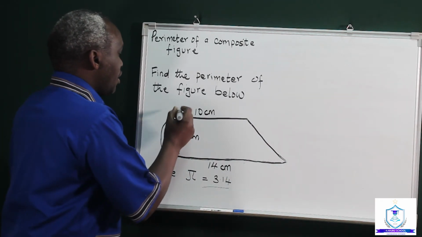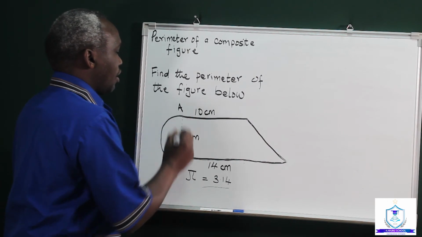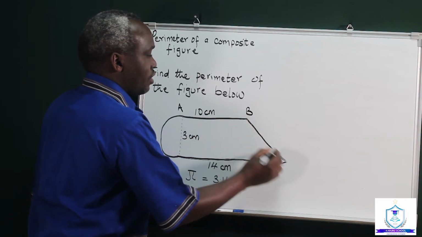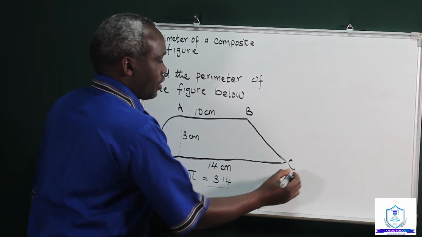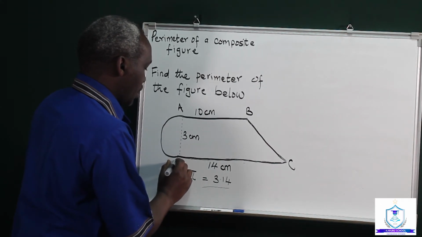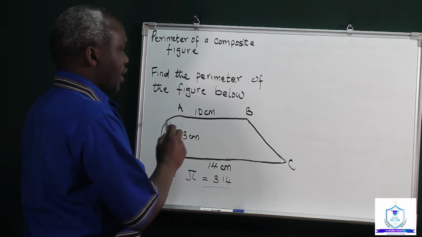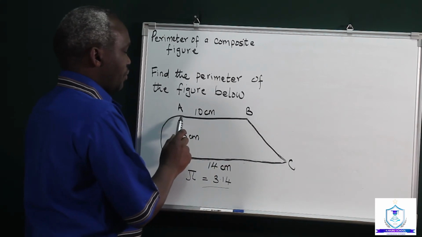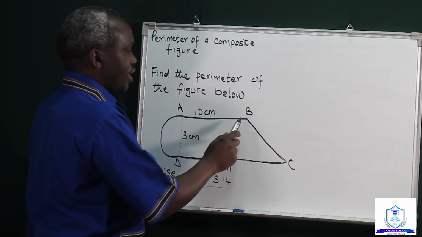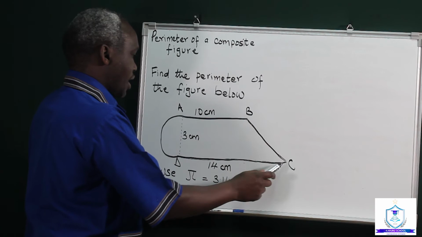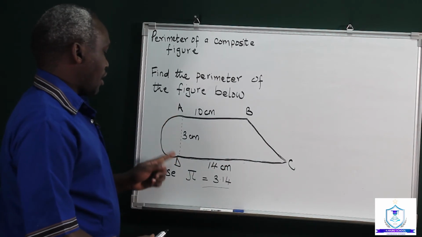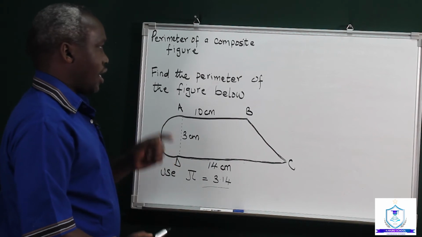So we can label the points as point A, and this vertex we can call point B, and this vertex we can call point C, and this vertex we can call point D. So to get the perimeter of this shape, we will be expected to add the distance between A and B, the distance between B and C, and the distance between C and D, and go around the semicircle and add the distance between D and A.